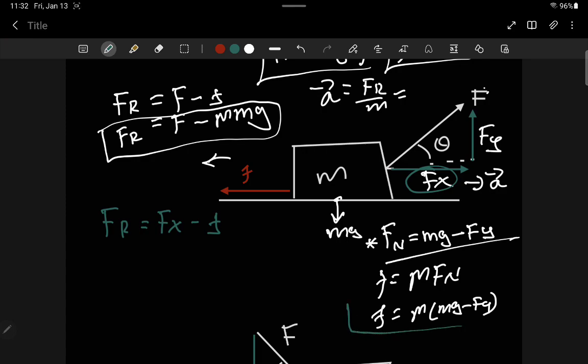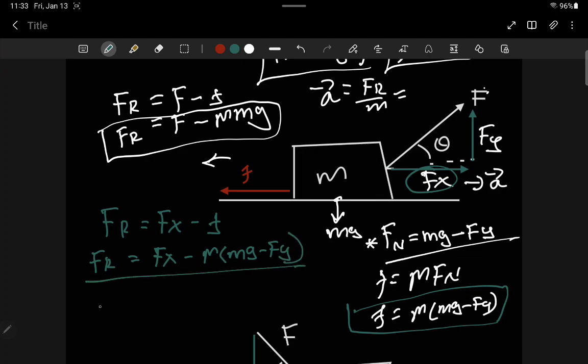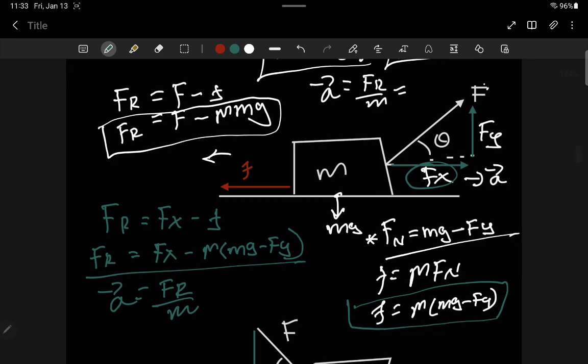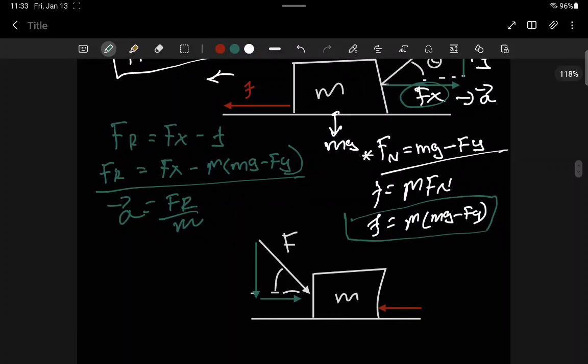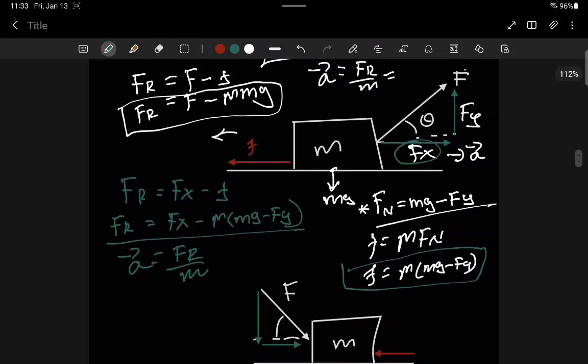Remember, the friction is calculated by using this formula. So you can say Fr is equal to mu into mg, the weight, minus the y component of the force. Once you calculate the net force, the acceleration is the F resultant divided by the mass. This is how you do it for cases like this one, where the force is acting like this.